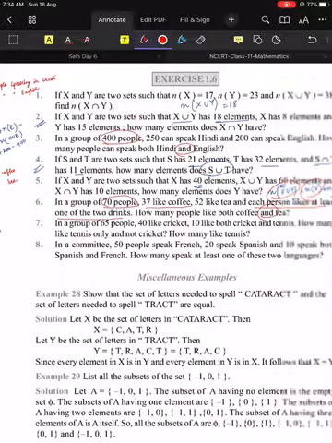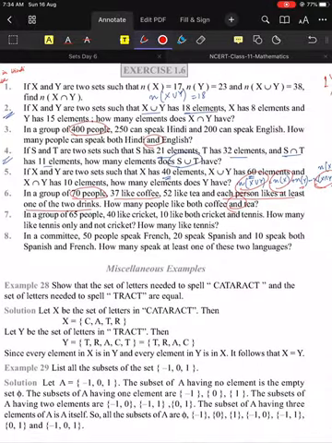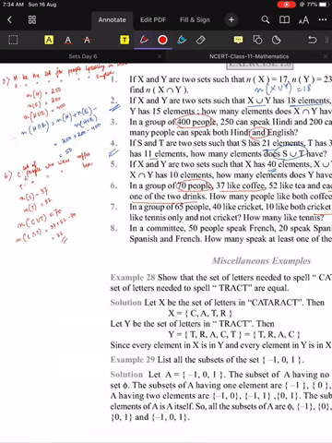Now question 7. In a group of 65 people, 40 like cricket, 10 like both cricket and tennis. How many like tennis only and not cricket, and how many like tennis? Yes, this one is a good question. So let's do question number 7.